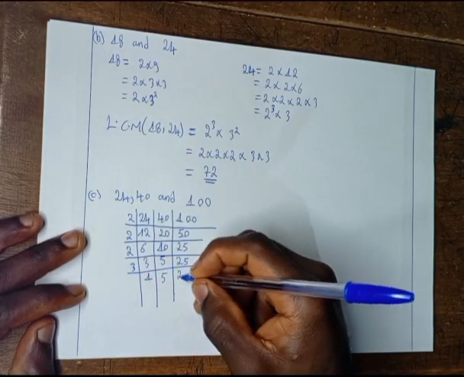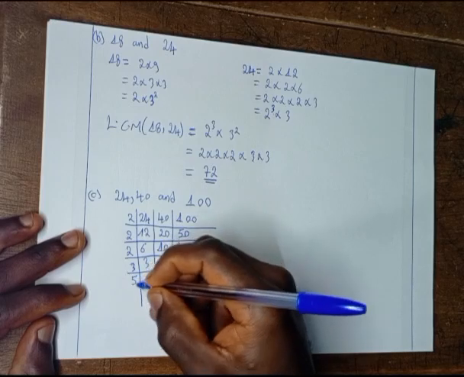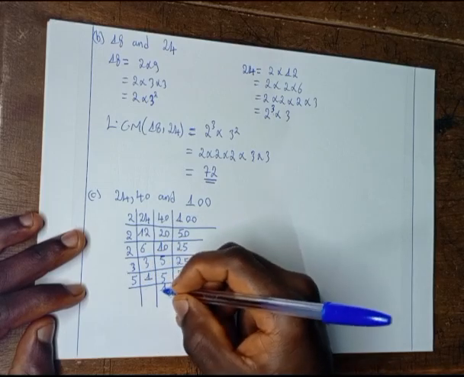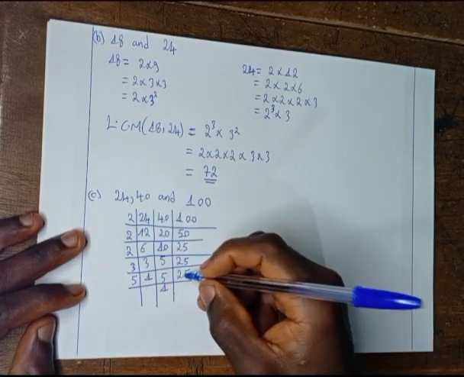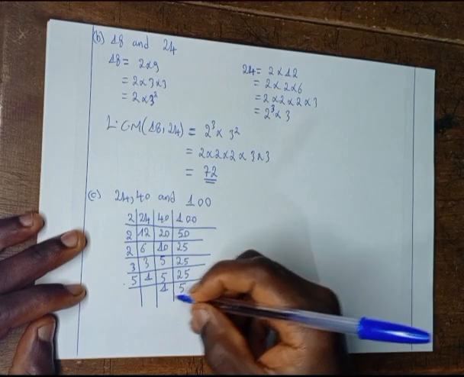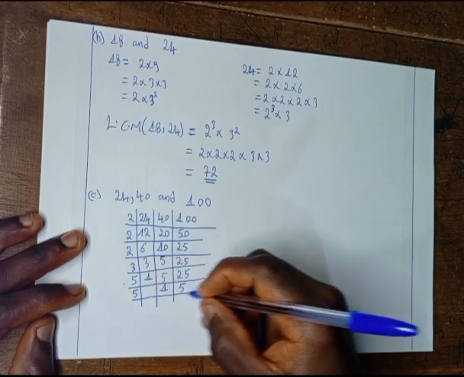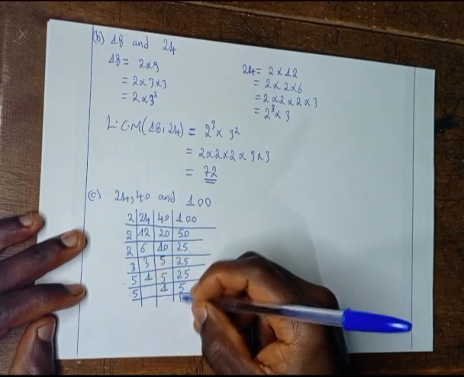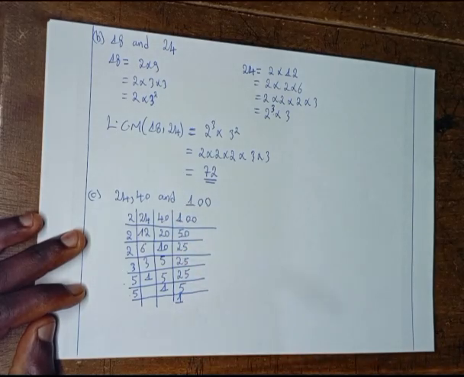We bring down 5 and 25. We can make use of 5. 5 divided by 5 gives 1. So we are done with this column. 25 divided by 5 gives us 5. We bring down 5 again. 5 divided by 5 gives us 1. We are done now with the third column.